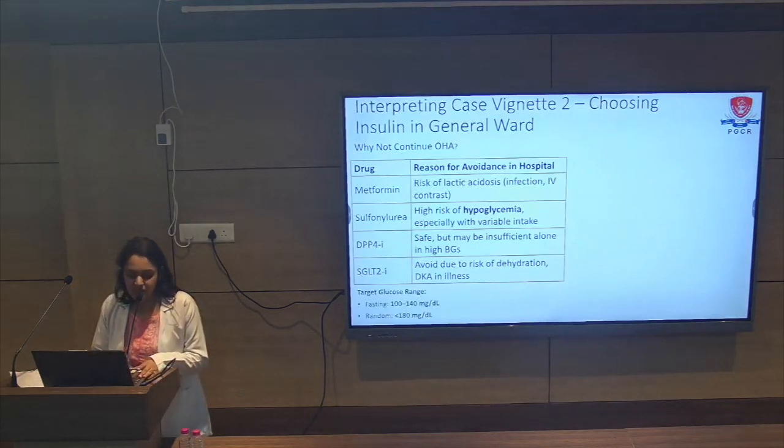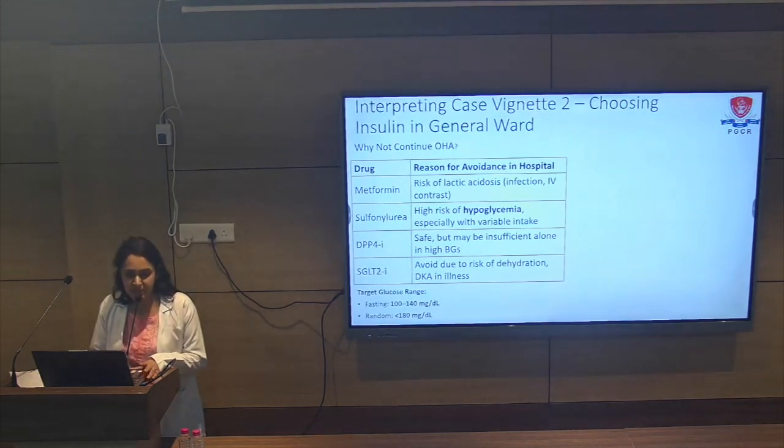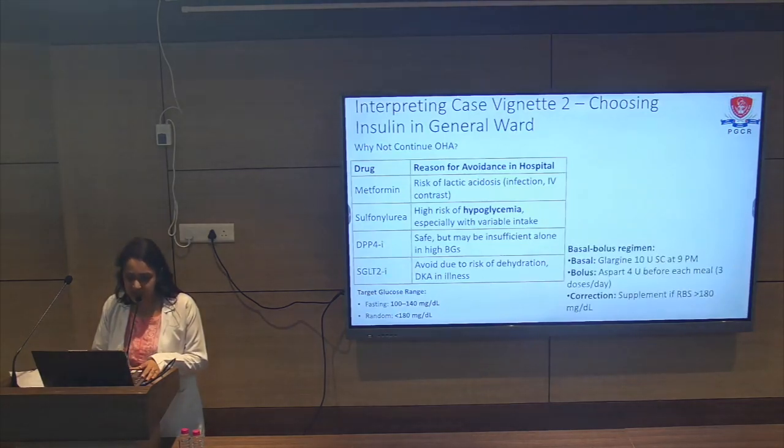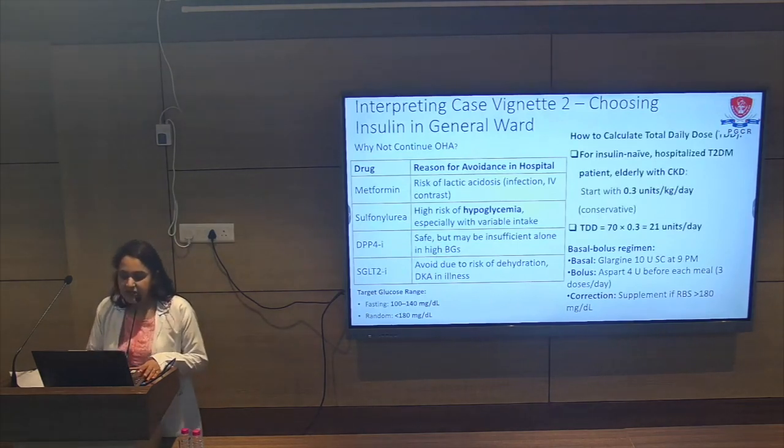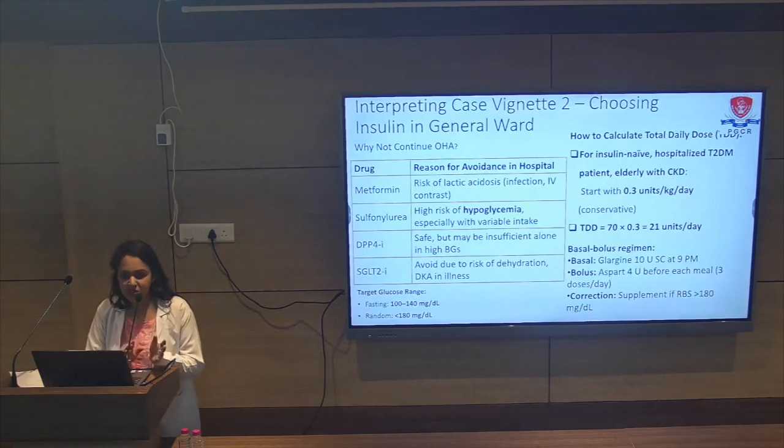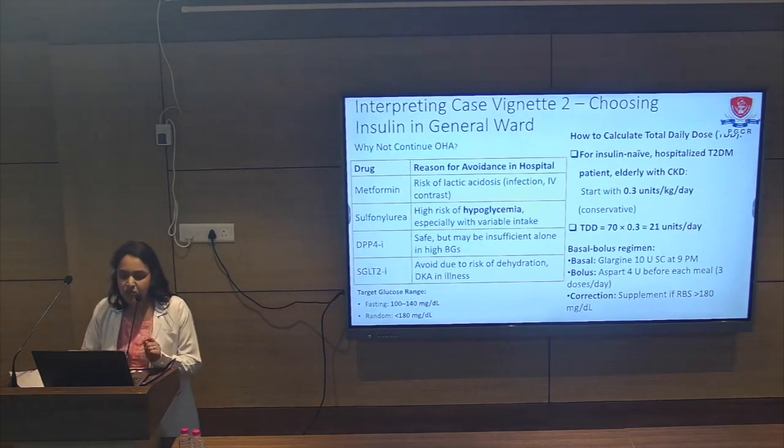Now the blood glucose target: fasting we keep around 100 to 140 milligram per deciliter and random blood glucose less than 180 milligram per deciliter. We start insulin for this insulin-naive hospitalized type 2 diabetes patient, and here the patient was elderly with CKD, so we calculate the total daily dose estimate at 0.3 units per kg per day, which comes to around 21 units per day.